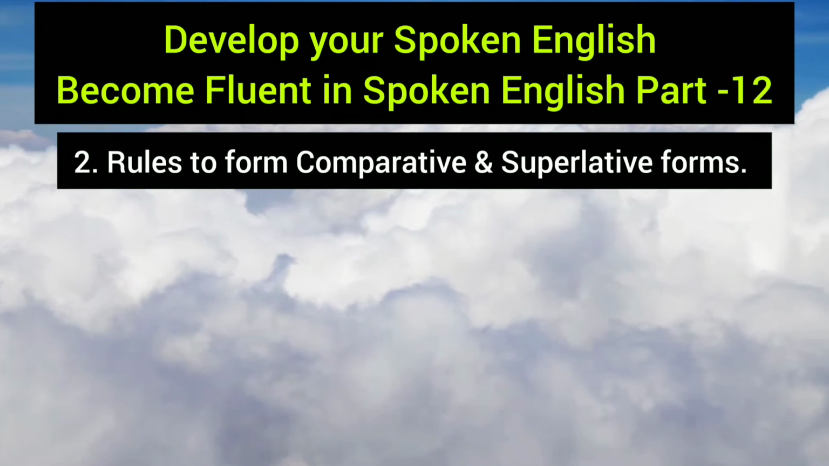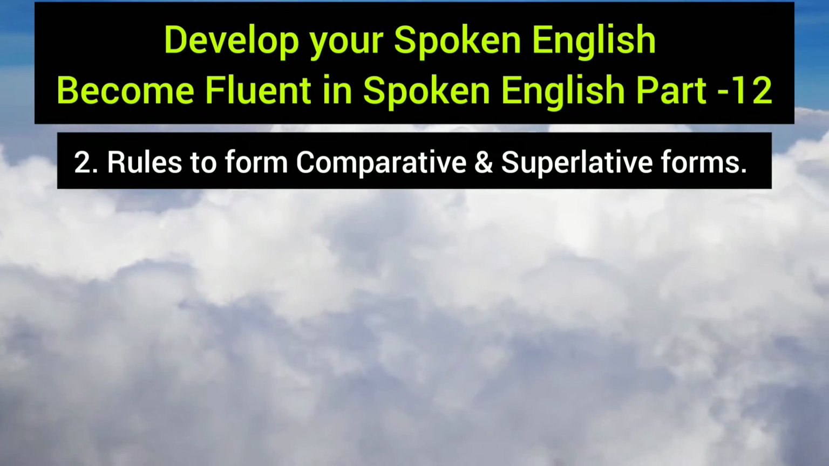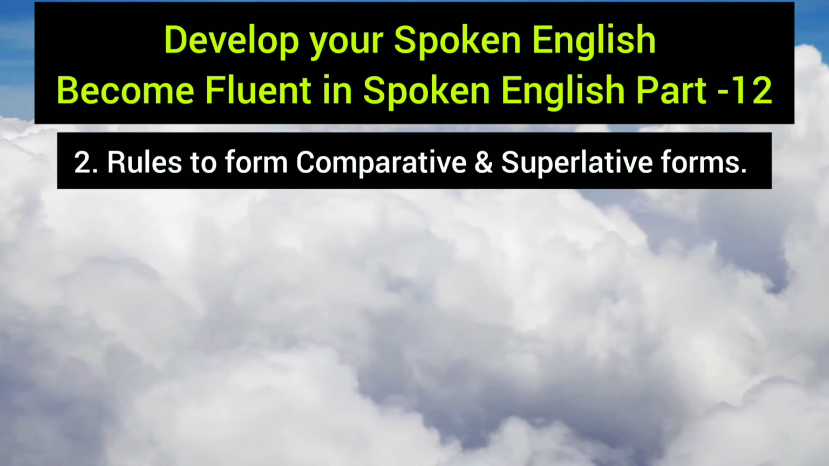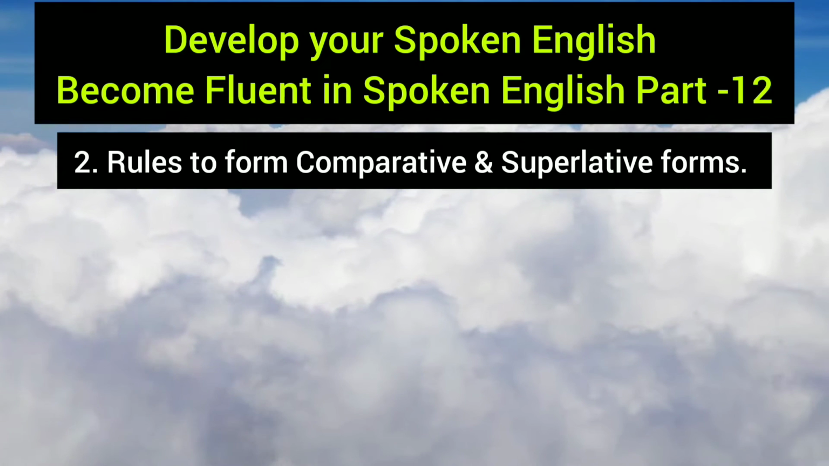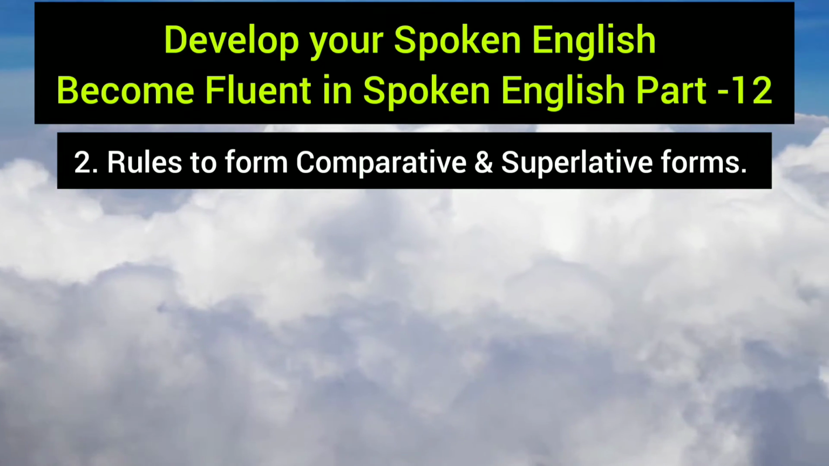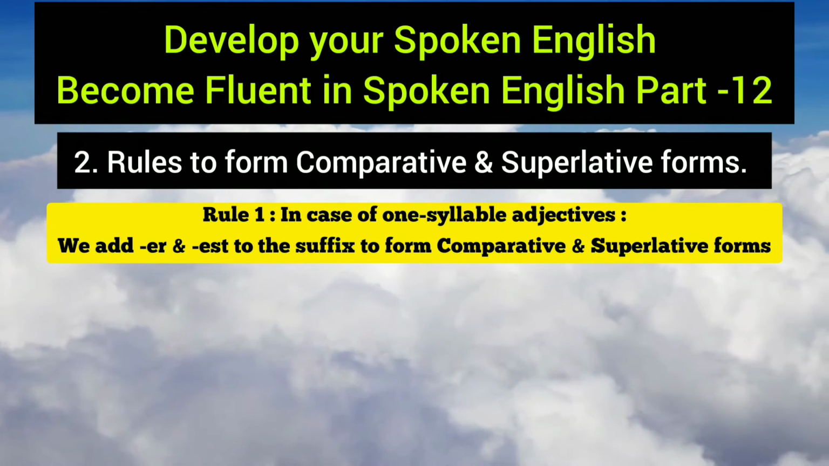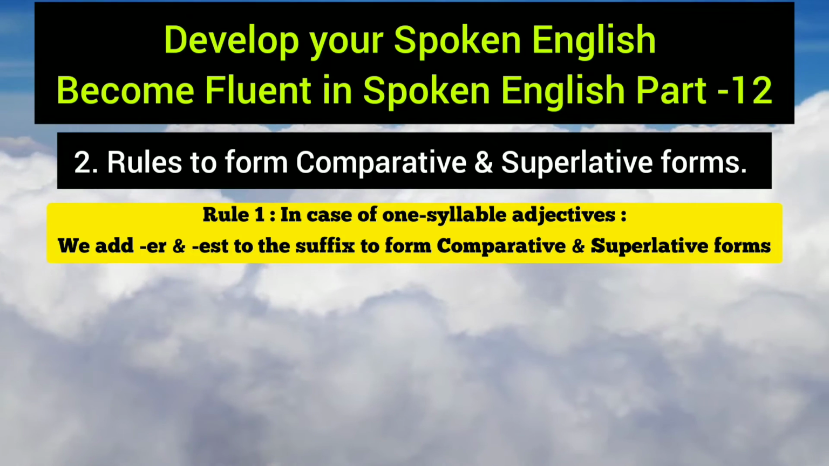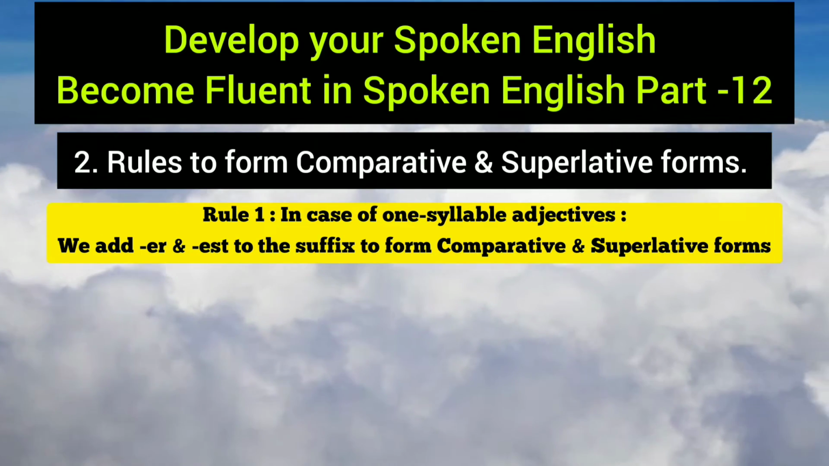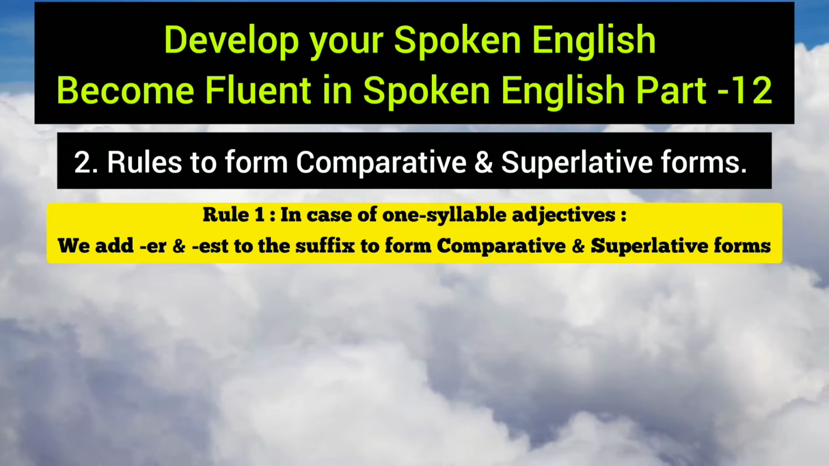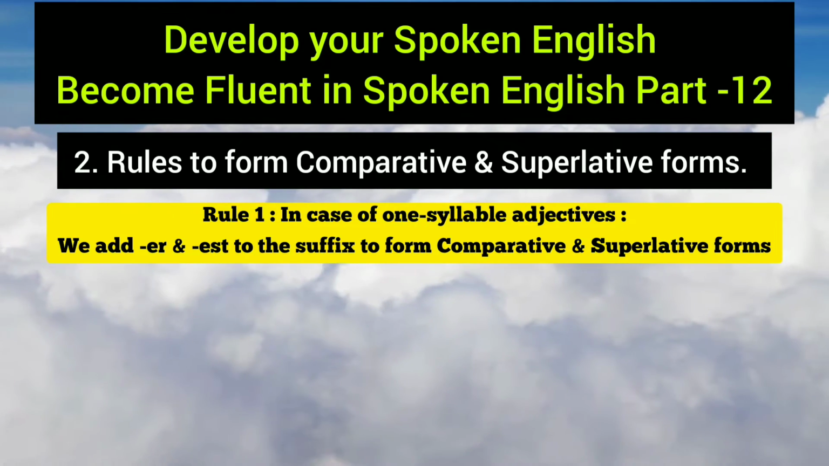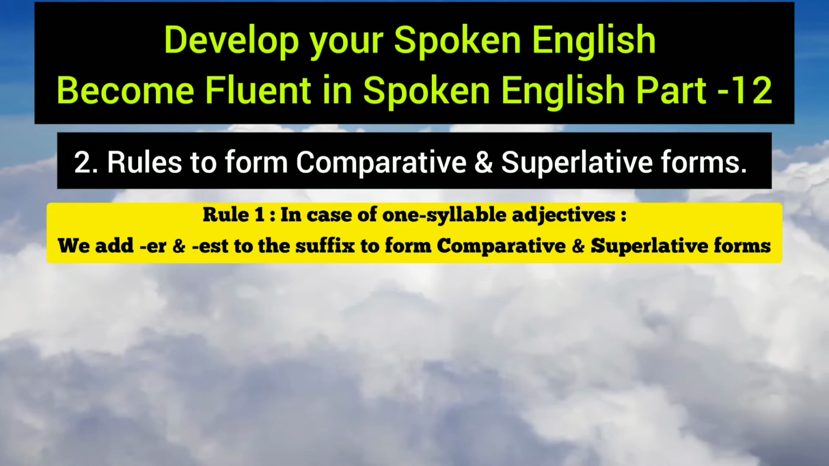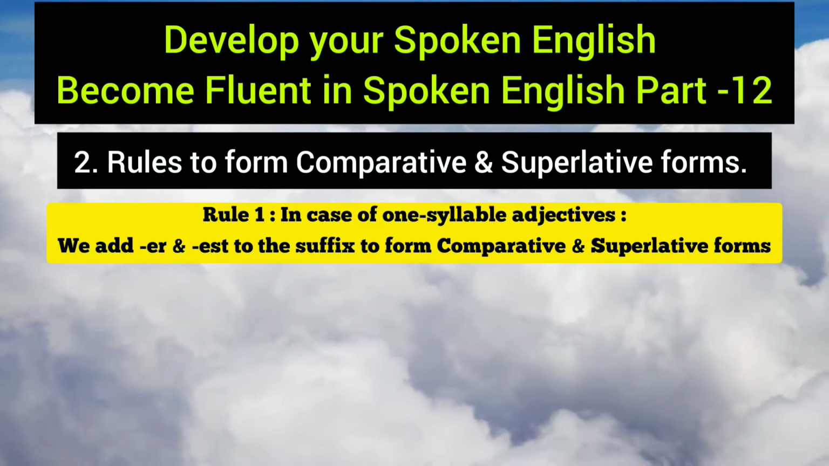So friends, up next we are going to see some important rules to form comparative and superlative forms of adjectives. So let's go ahead and see the first rule. As you see on your screen, the first rule is in case of one syllable adjectives, right? How to form comparative and superlative forms of adjective in case of one syllable adjective. The first rule is that in case of one syllable adjective, we add er and est to the suffix to form comparative and superlative forms. So let's see how to do it.